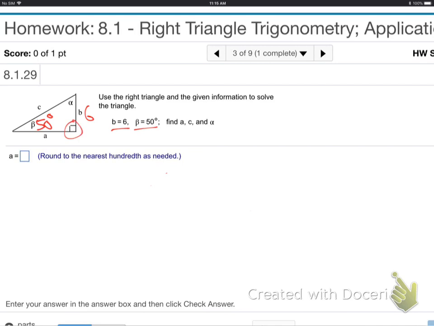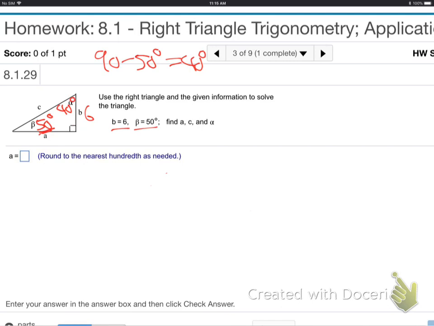And what do we got there? 90 already. So the other two have got to make 90. So we can find alpha because we have beta as 50. If you take 90 minus 50, you get 40, and that must be alpha. So now we've got all the angles. Now we just need to move our attention to the sides. That's the first thing: find the other angle by subtracting from 90.